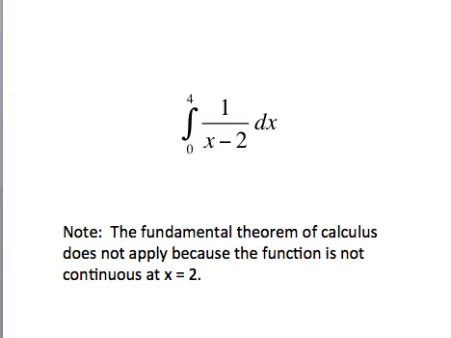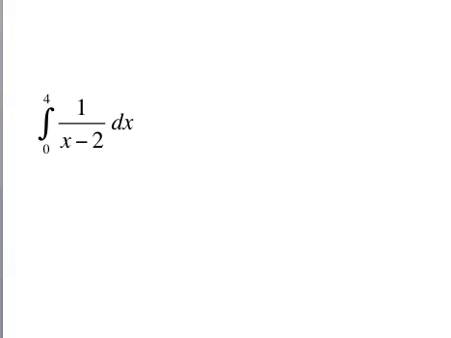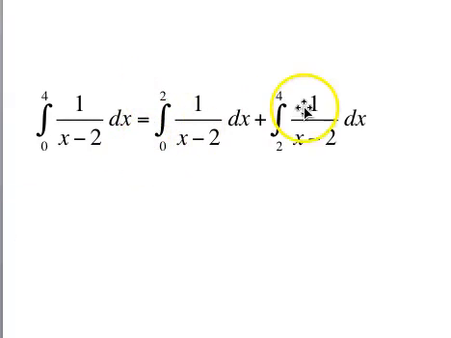Here's our formal statement. The fundamental theorem of calculus does not apply because the function is not continuous at x equals 2. So we've got to break this up into two integrals. We're going to go from 0 to 2 and then from 2 to 4, stopping at that discontinuity. But we can't plug 2 into the antiderivative here. We're going to have to use some sort of limit argument. Same thing with the second integral. We can't plug 2 in the antiderivative there because it's not in the domain of the function.